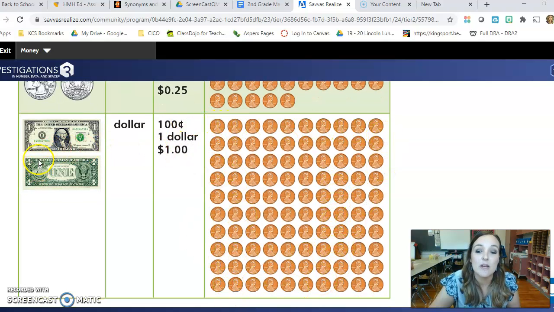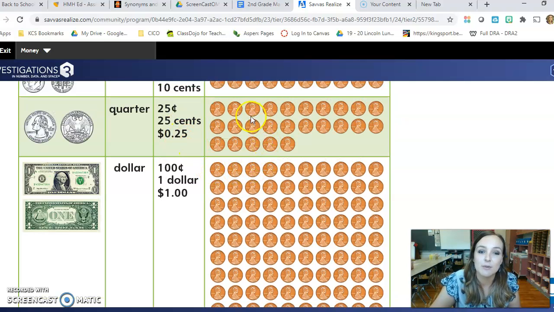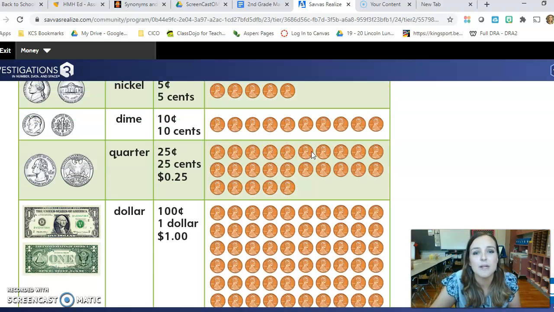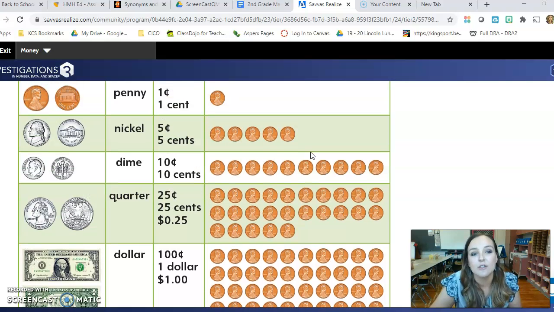That equals $1. Sometimes if you're out shopping and you need to spend 25 cents, but you don't have a quarter, you can absolutely use 25 pennies. So we're going to talk today about some other coin combinations that could equal a nickel or a dime or a quarter or a dollar. There are many different ways to make these.